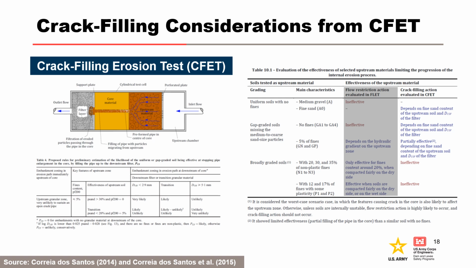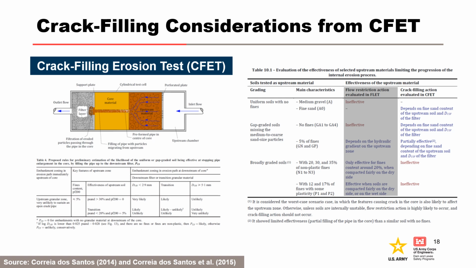For the tested gap-graded soils, crack filling action is governed mostly by two factors. One, the sand content that can be transported into the crack, the higher the better, and fines content and plasticity, the lower the better. And two, the relationship between the fine sand content of the upstream material and the D15 of the downstream material. The higher the fine sand content and the lower the D15, the higher the likelihood of crack filling to occur. Broadly graded soils that can sustain a crack or pipe are very unlikely to be able to provide crack filling action.